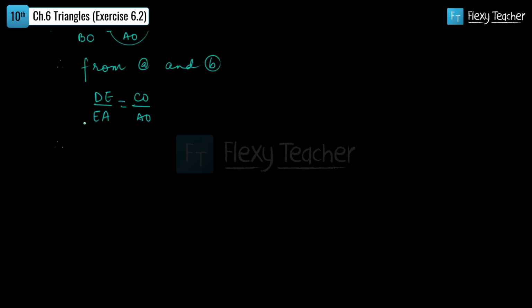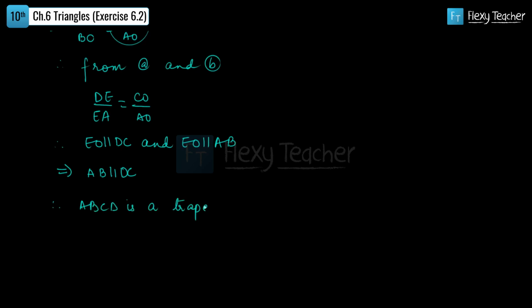Therefore, we may say that EO is parallel to DC and EO is parallel to AB. Okay, this implies that AB is parallel to DC. Therefore, ABCD is a trapezium.